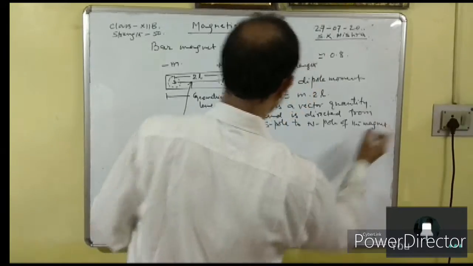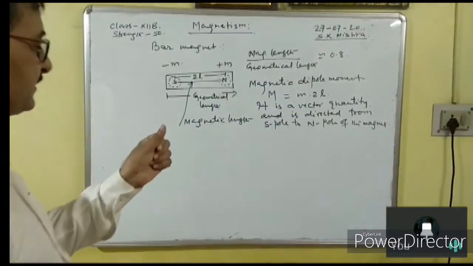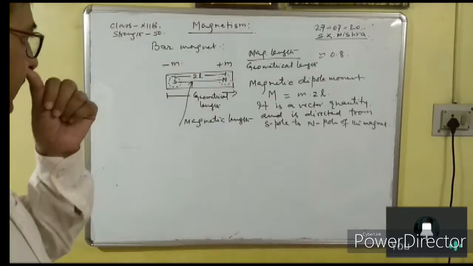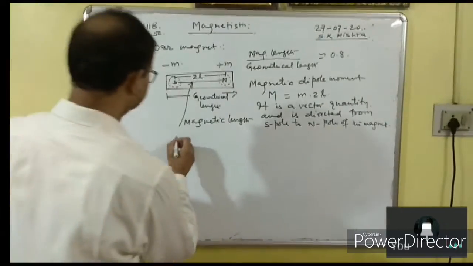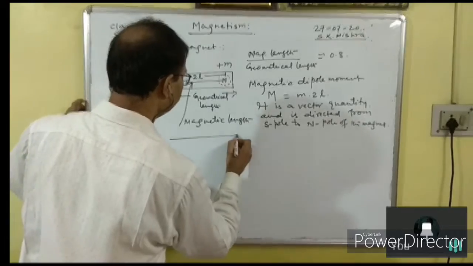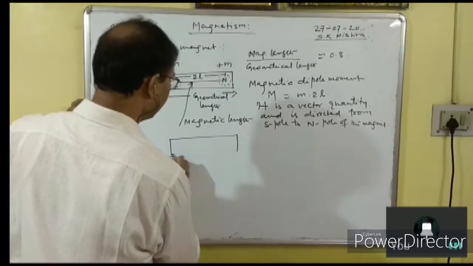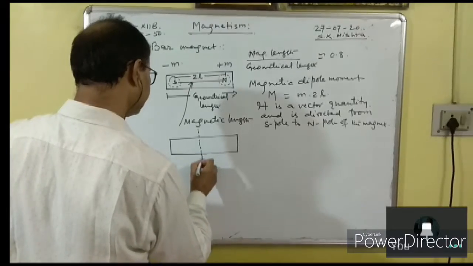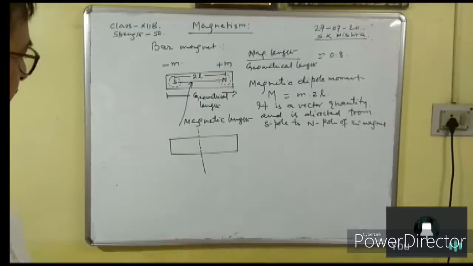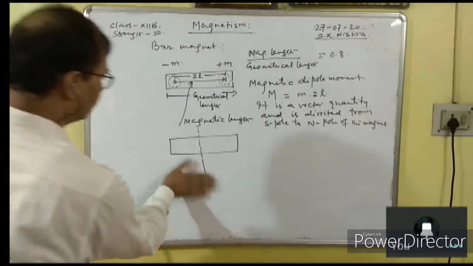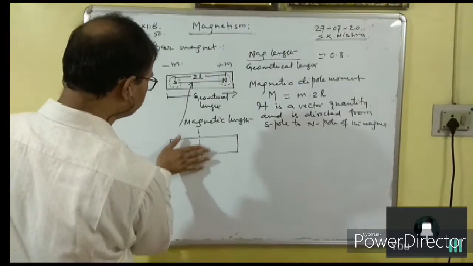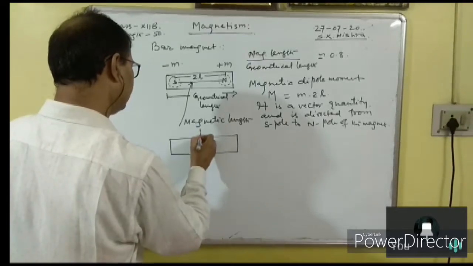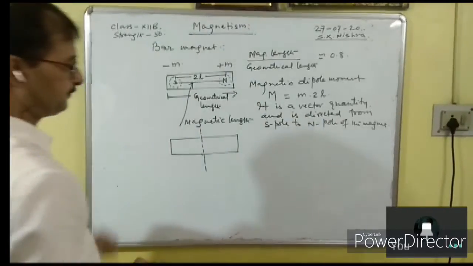And if it is a vector, the question arises what will be its direction. The direction of magnetic dipole moment is from south to north pole. It is a vector quantity and is directed from the south pole to the north pole of the magnet.